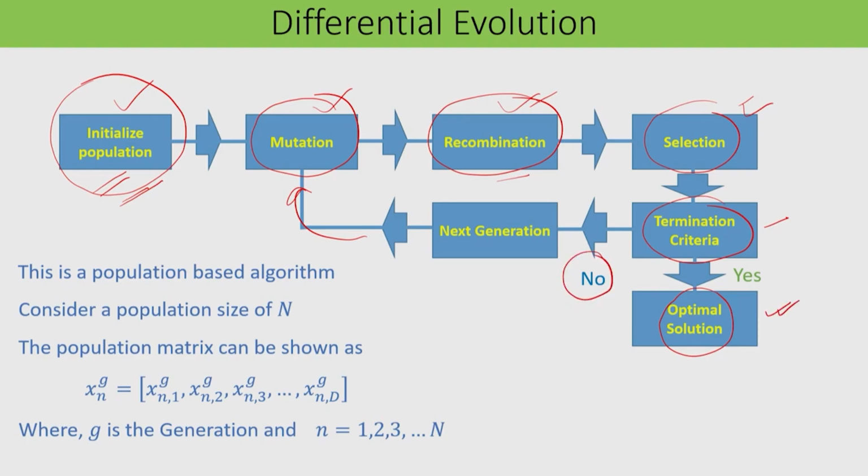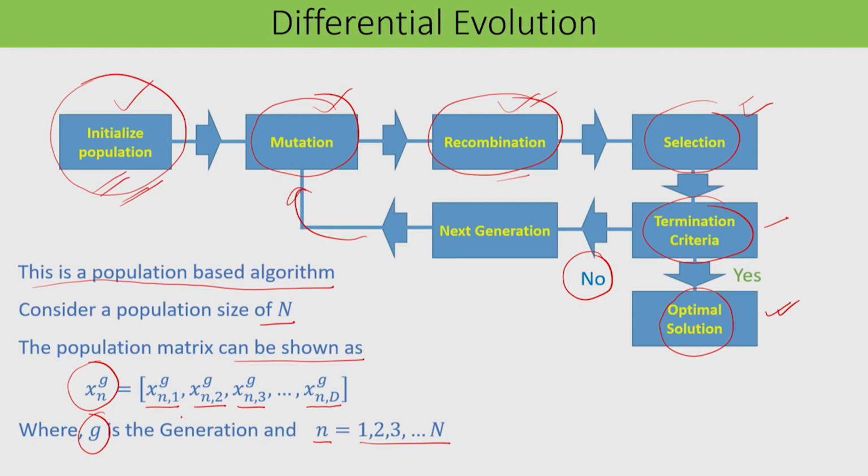As I have said, this is a population based algorithm. Let us consider that the number of solutions in a population, or population size, is n. Then the population matrix can be written like this. So, x is a vector, and this vector can be defined like this: this is variable 1, this is variable 2, this is variable 3, and this is variable d. Here n is showing the population number, so population size is n. Small n is from 1 to n, and z is the generation.